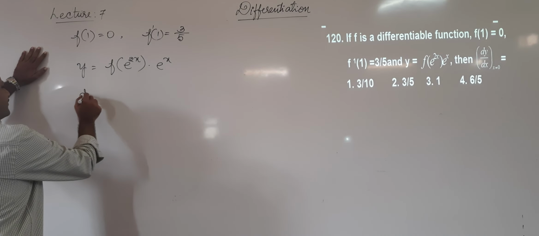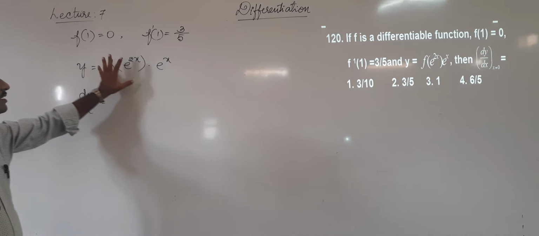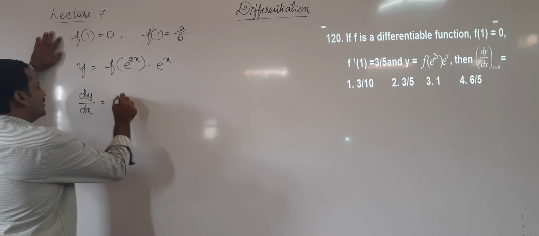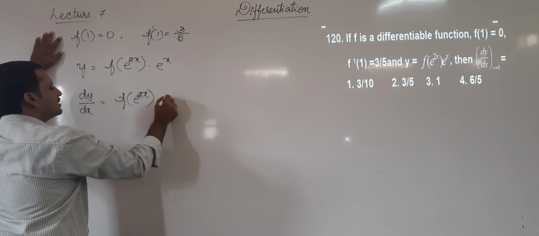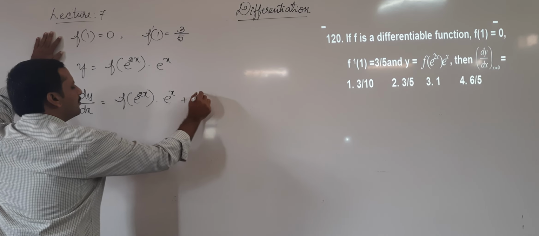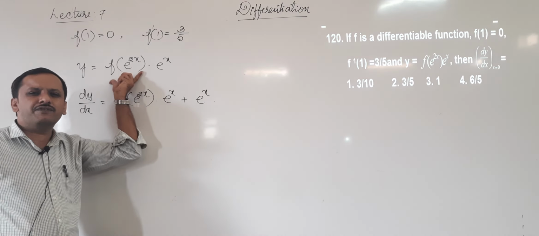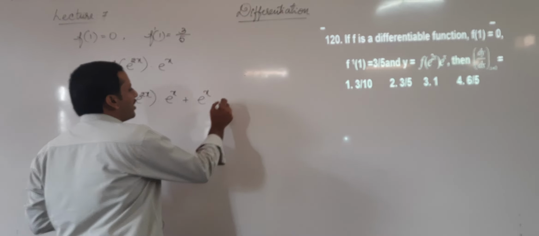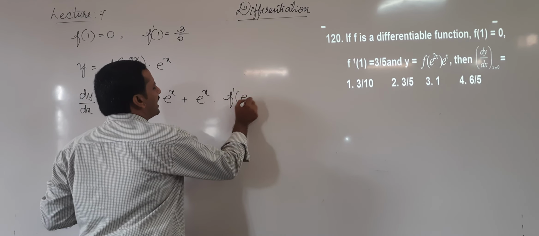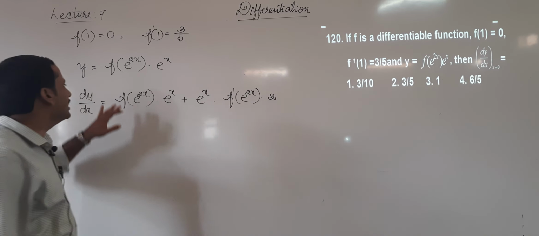Differentiate this. Dy by dx is equal to, I will use product rule here, f of e power 2x into the derivative of e power x, which is e power x itself, plus e power x into the derivative of this. Derivative of f of x is f dash of x. So, derivative of f of e power 2x would be f dash of e power 2x into 2.